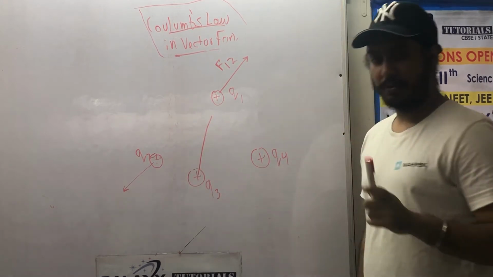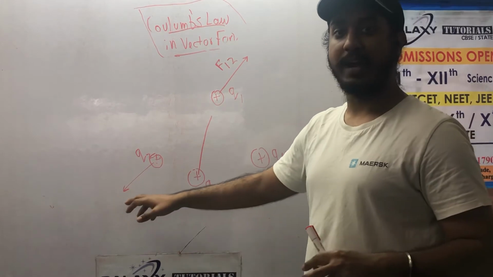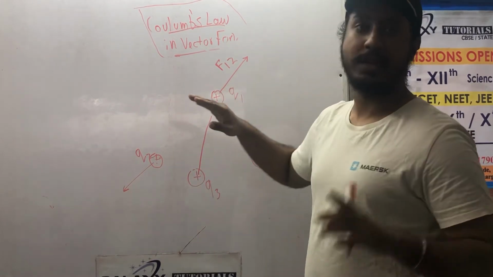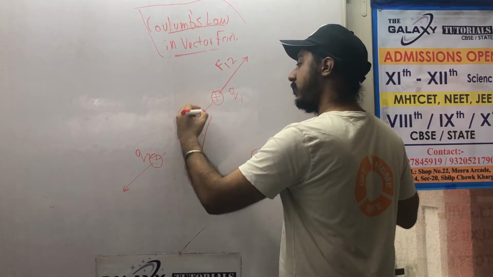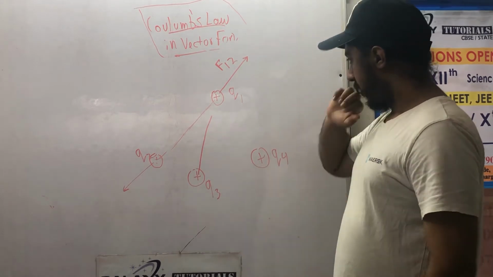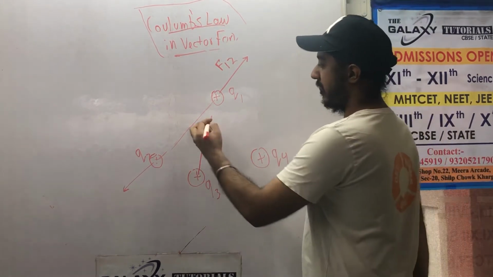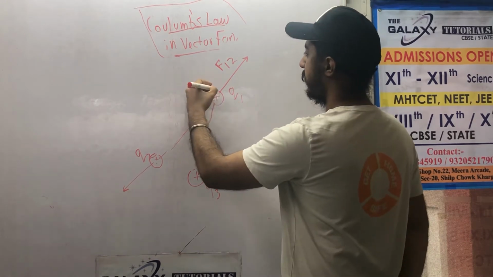Okay, one thing I forgot to tell you, the force that is acting will always act along the line joining the two charges. What is the line joining the two charges? It is this one. So the force will always act along this line only. Second thing, this Q3 charge also applies a force on this charge Q1. In which direction will this force act?